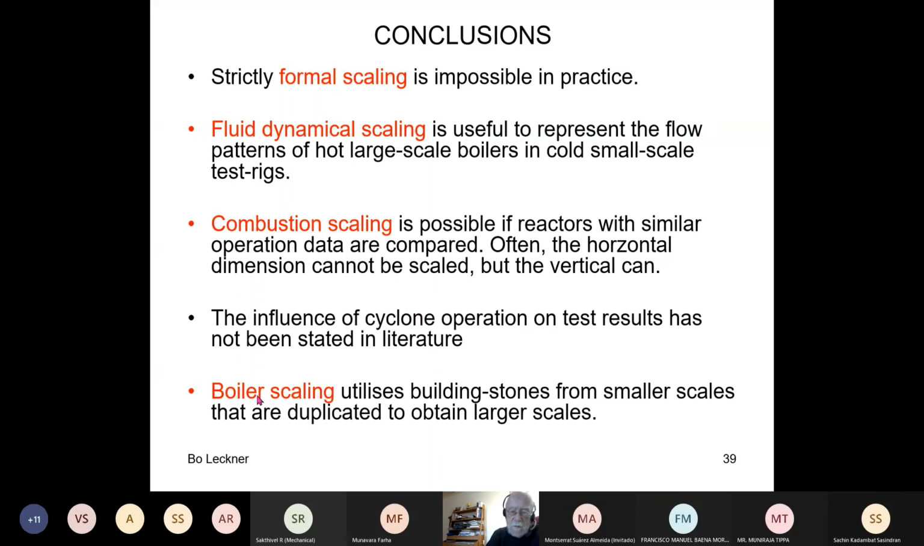And then finally, the boiler scaling is done by the boiler manufacturers, and they use the building stones from similar scales that are then duplicated to obtain larger scales. This is not as simple as they want to pretend it to be, but it can be done with consideration of various minor complications. So this is it about scaling.